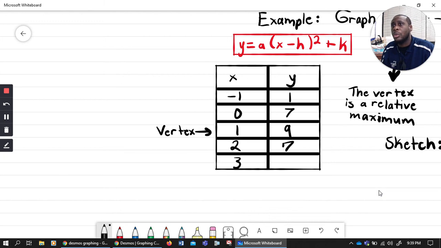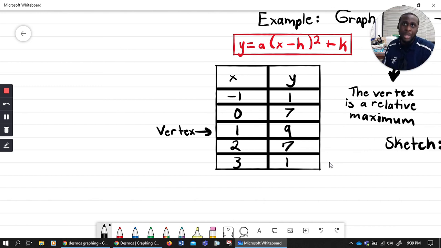So, guys, you see how, the way I've written this table, the x values are in order: negative 1, 0, 1, 2, 3. They're in order from least to greatest. That's how you need to do it as well. And you see how the y values look like they're repeating. They look symmetric around that vertex: the 1 and the 1, then the 7 and the 7, and then that lone 9 in the middle. That's how you need to have it. Okay?